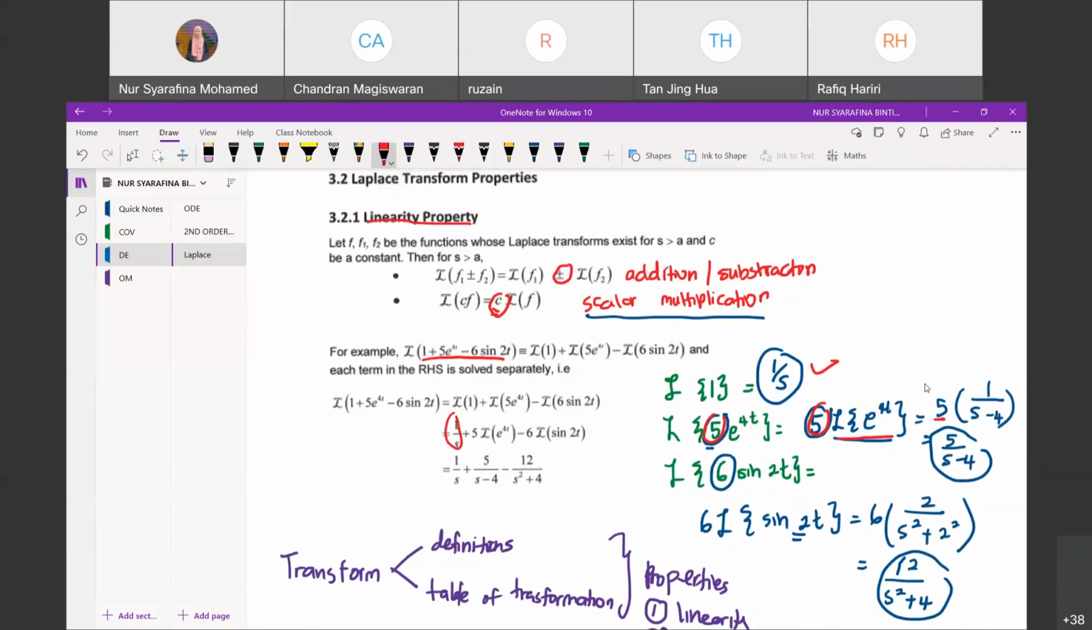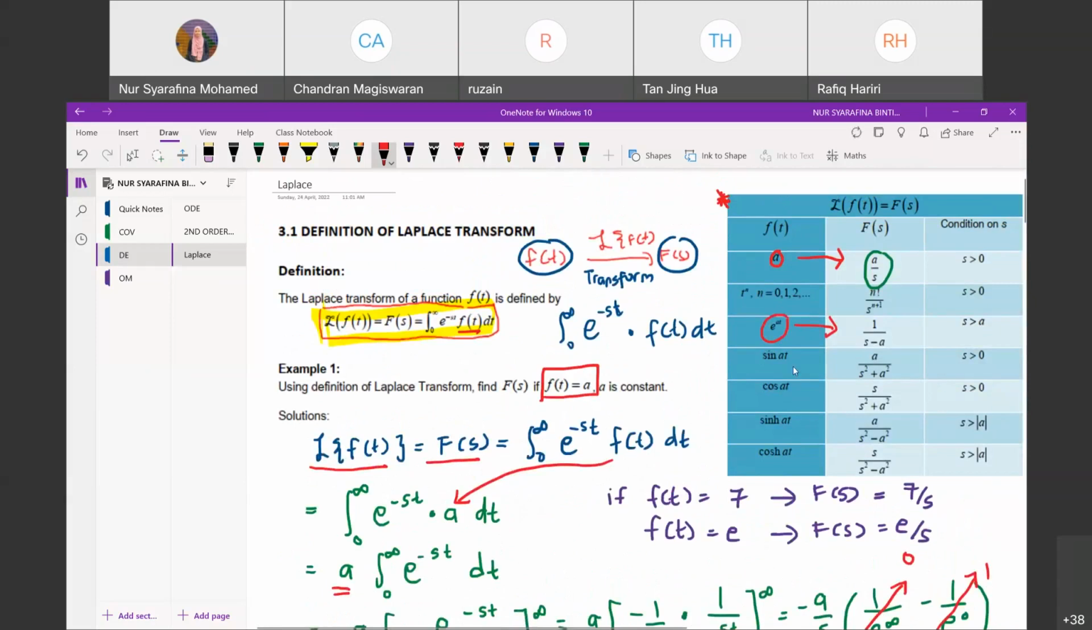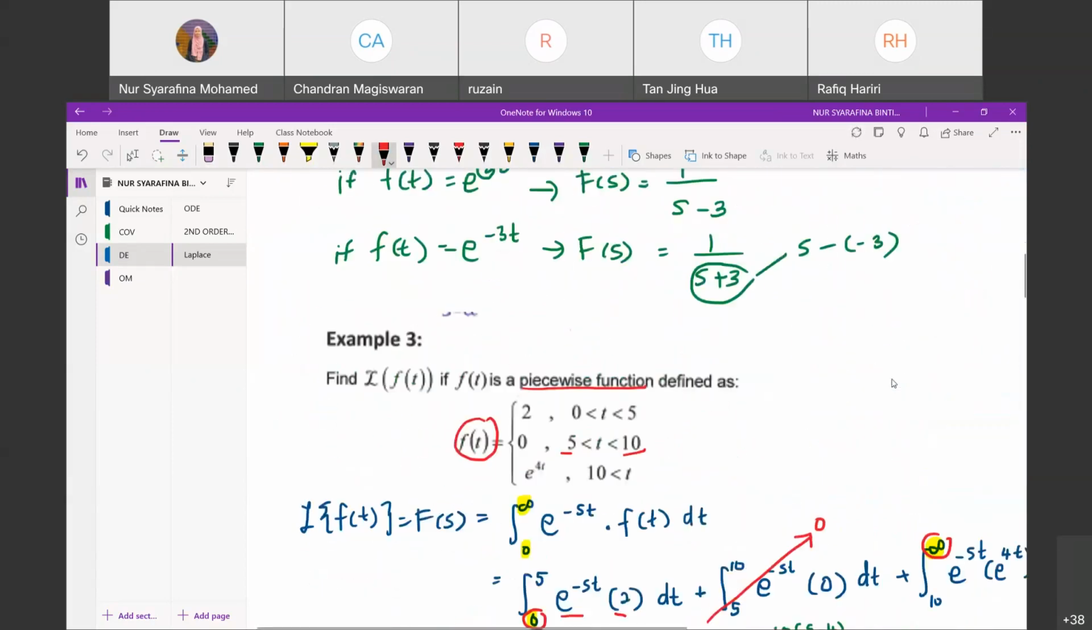Okay, that one is the second part here. The third part is 6 sin 2t. This is scalar multiplication, so put 6 outside and focus on transforming sin 2t. If you have sin at, the transformation becomes a over s squared plus a squared.